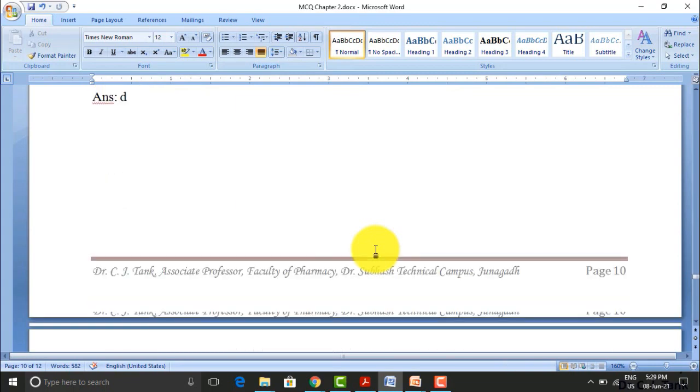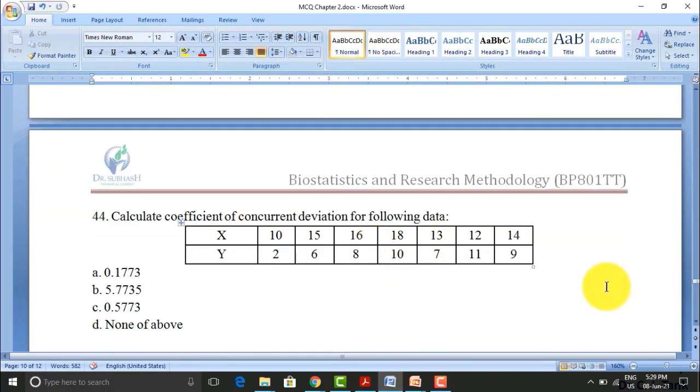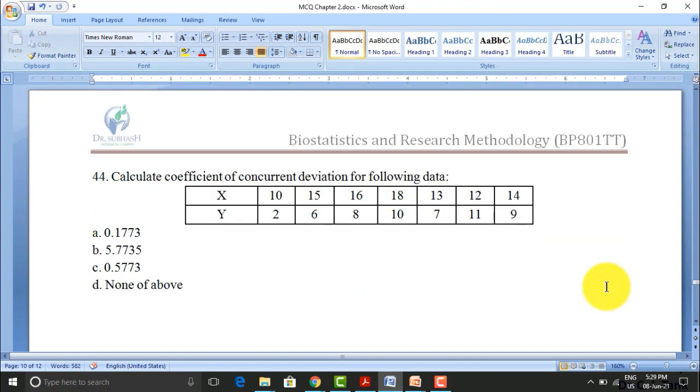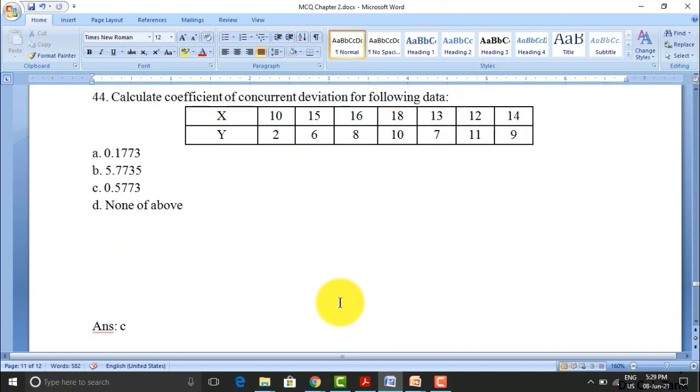Next question, calculate coefficient of concurrent deviation for the following data. The data we have for x is 10, 15, 16, 18, 13, 12, 14, and for y 2, 6, 8, 10, 7, 11 and 9. So over here the options are A, 0.1773, B, 5.7735, option C, 0.5773, or option D, none of above. Over here you have to calculate this with the help of the calculator. The correct answer is C, that means 0.5773.